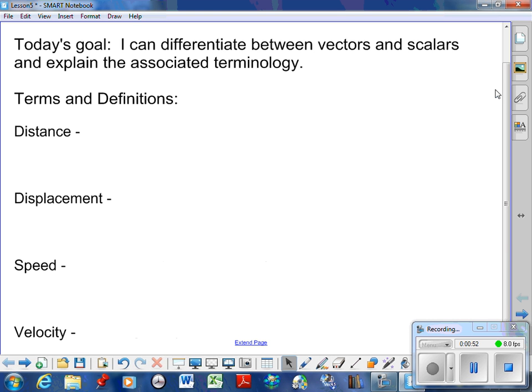So you see two terms here to start off with, distance and displacement. The definition of distance is simply how far an object travels. Now, this is a scalar value, and simply put, we are asking how far did you go today, how far did you drive, how far is it to Stratford. Okay, that's considered a distance because, again, no direction is being given here.